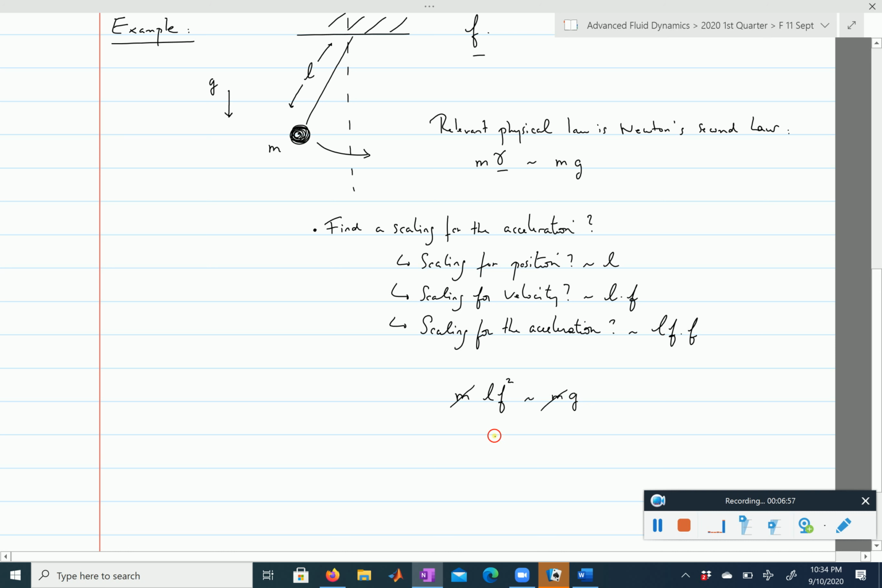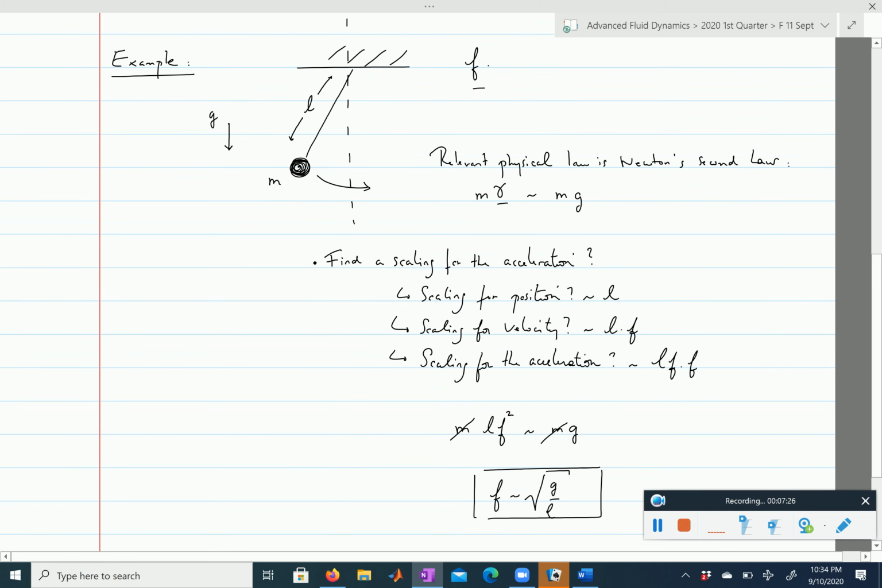The m's cancel, and you find a theoretical scaling for your frequency, which is the square root of g divided by L. Now again, scaling analysis doesn't give you the right answer. We have this 1 over 2 pi factor missing, but the dependence of the frequency on g and L is present in the scaling. So this is how you do a scaling analysis.